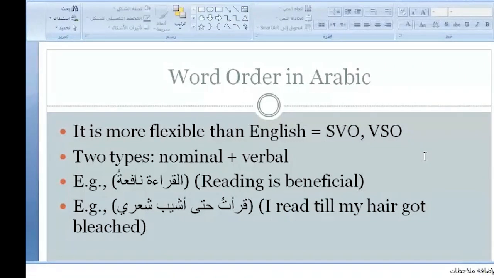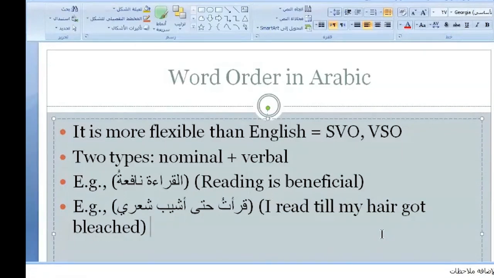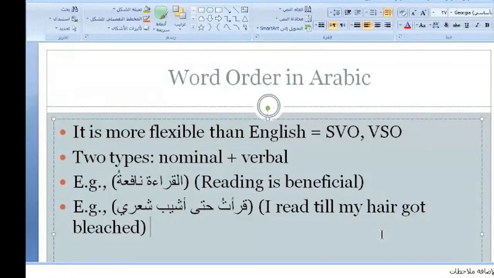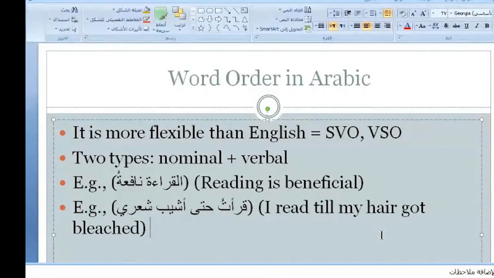You can see that there should be a verb. So because as a translator I know the English word order, I am entitled to use a verb. I am in a position to use a verb in order to connect these 2 words. So we say reading is beneficial. Reading is the subject. Is the verb. Beneficial is what is the subject complement. It is an adjective. Beneficial is an adjective representing the complement of the subject.